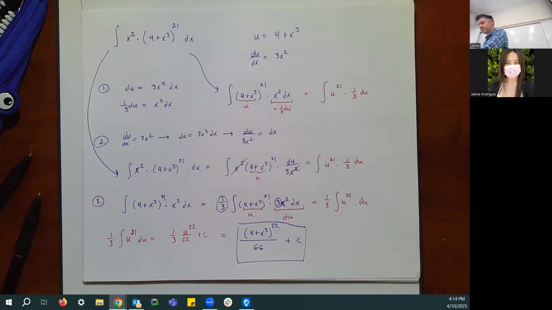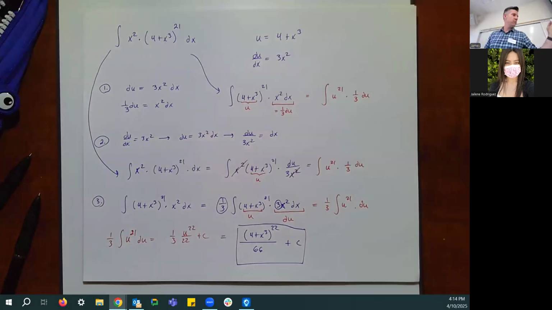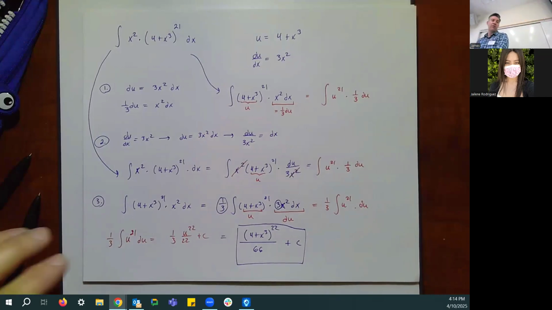So when attempting an integral, you're going to eventually have lots of methods available to you. And the hard part about integration is you're not always going to know which method you should try first, or which method's going to work. Not every method is going to work for every integral.